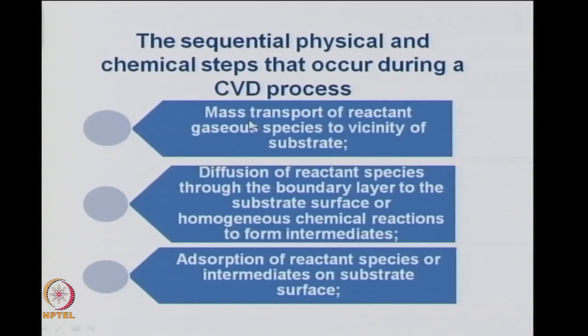So, you have to move these gaseous molecules which are coming from the precursor, which is normally a liquid or a solution, and then those gaseous molecules are transported close to the substrate. The next thing is diffusion of these reactant species through the boundary layer to the substrate surface, or homogeneous chemical reactions to form intermediates. That's another part of the CVD process, and then adsorption of the reactant species or intermediates on the substrate surface. So, these mainly are some of the key steps which occur during the CVD process.